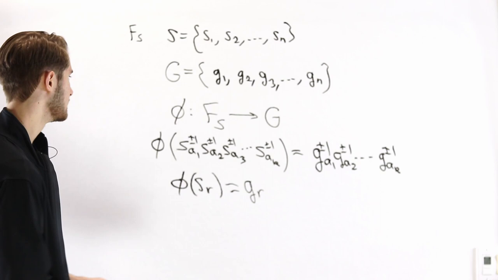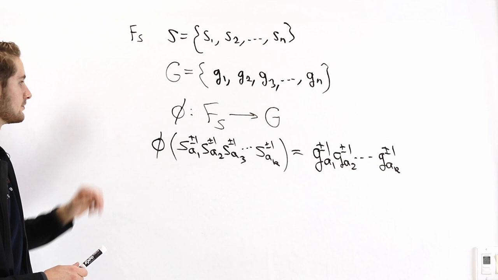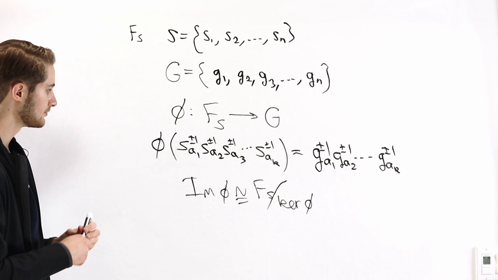What we're going to do now is apply the first isomorphism theorem. Now the first isomorphism theorem says that for a homomorphism phi, the image of phi is isomorphic to the first group, free group on S, mod the kernel of phi. So first of all, let's think about what the image of phi is. Well, we know that phi is surjective.